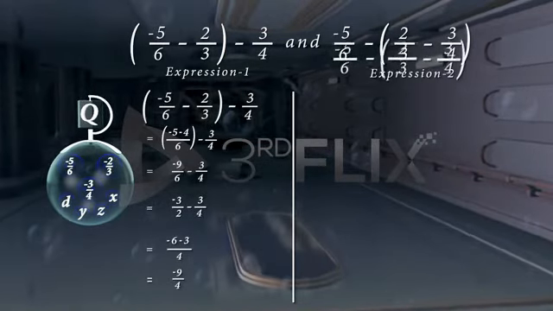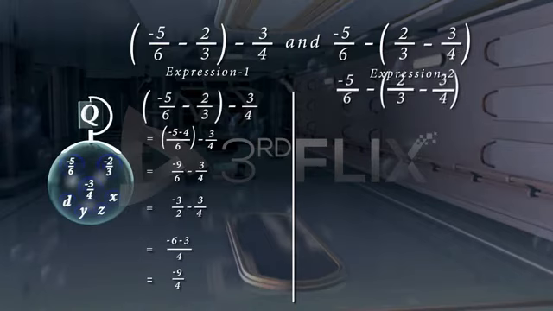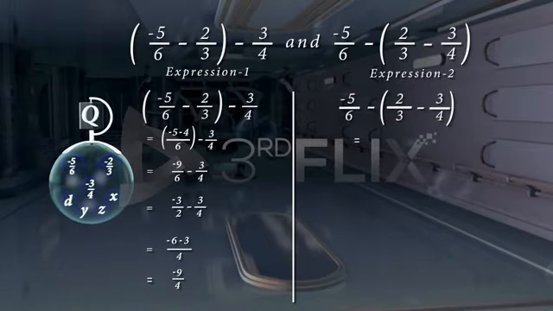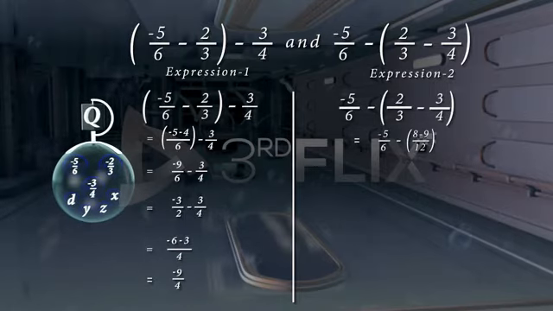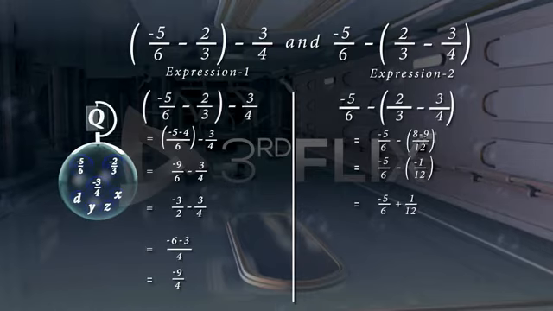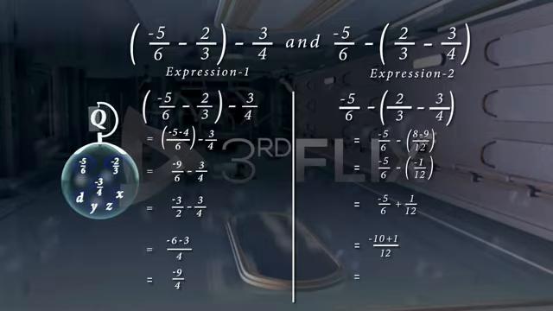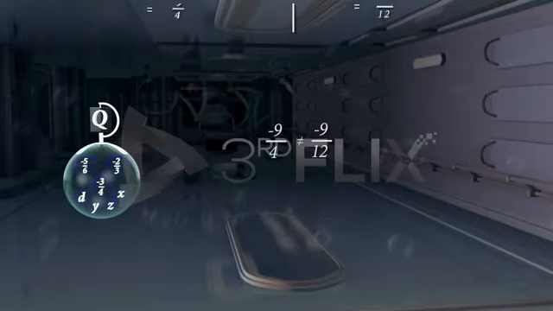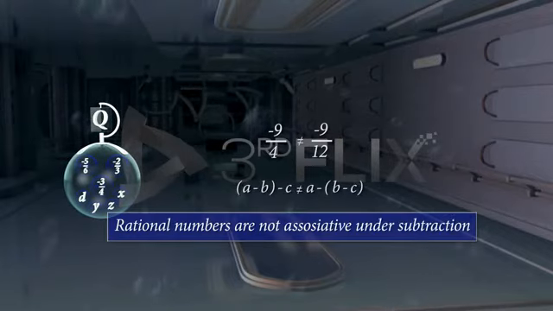Now let us solve the second expression. Minus 5 by 6 minus (2 by 3 minus 3 by 4) equals minus 5 by 6 minus (8 minus 9 by 12) equals minus 5 by 6 minus (minus 1 by 12) equals minus 5 by 6 plus 1 by 12 equals minus 10 plus 1 by 12 equals minus 9 by 12. Therefore, we can say that rational numbers are not associative under subtraction.